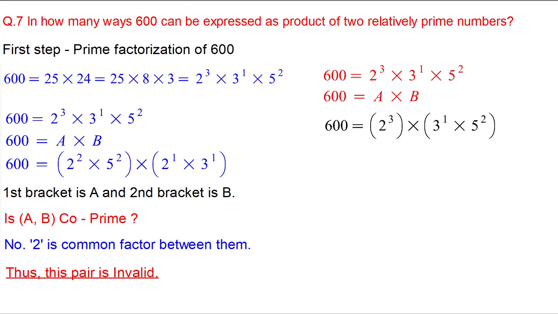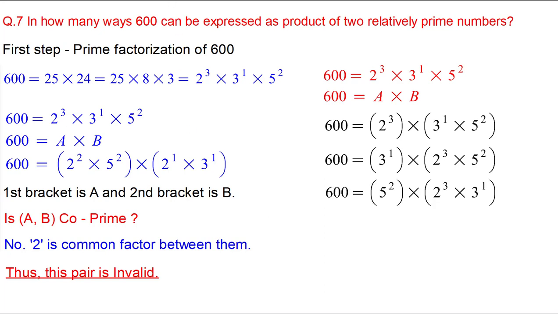First bracket means the first number, second bracket means the second number. The second possibility is 3 to the power 1 in the first bracket, that is the value of a, and the value of b is 2 cube into 5 square. In these two brackets the only common factor is 1, that is why they represent a coprime pair. The third possibility is that a is 5 square and the value of b is 2 cube into 3 to the power 1. This is also a coprime pair.